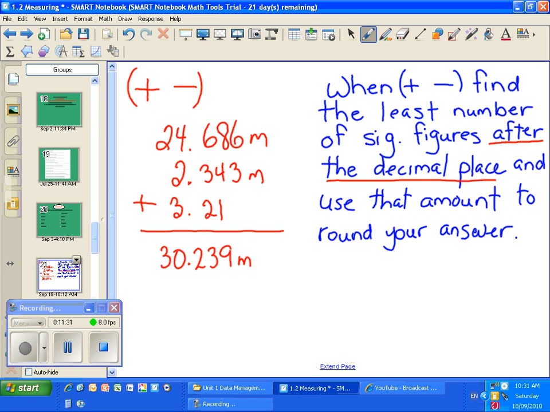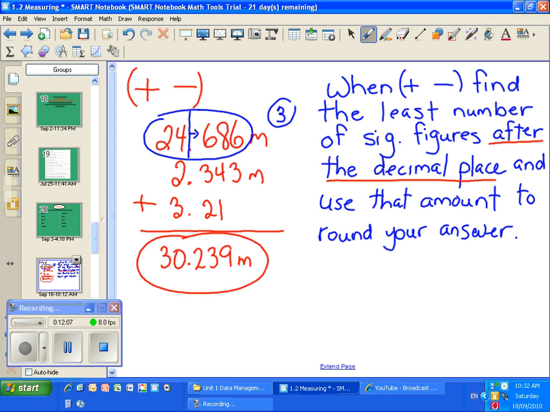If you did this on your calculator, it would come out to an answer of 30.239 meters. And that looks great, except it's not as precise as we need to be in this unit. So we have to look at this and say, okay, how many significant figures are there in the first part of this question? This part right here. When we add and subtract, we're only looking at the ones after the decimal. So 1, 2, 3, non-zero numbers. So this has 3 significant digits after the decimal.